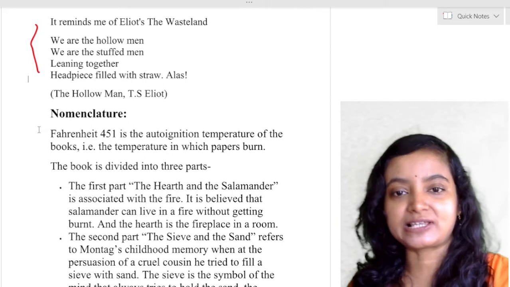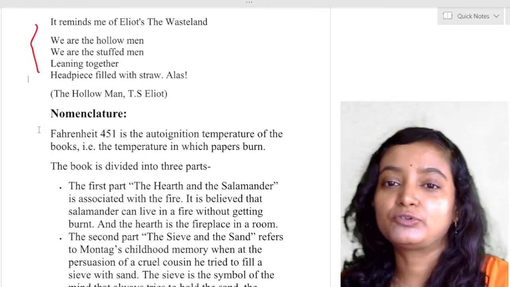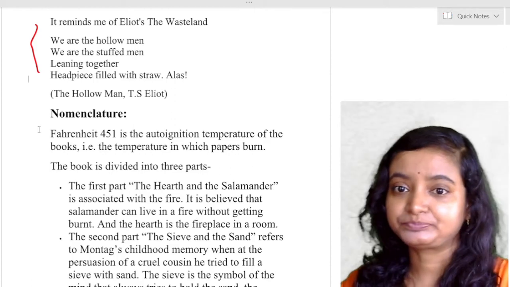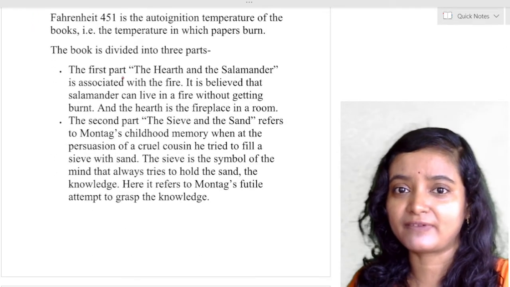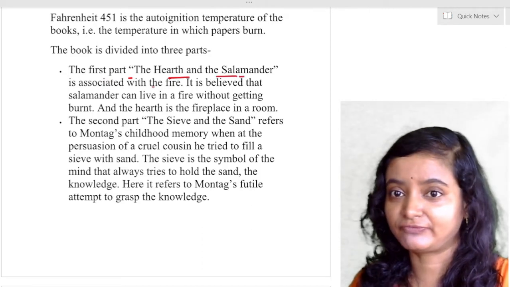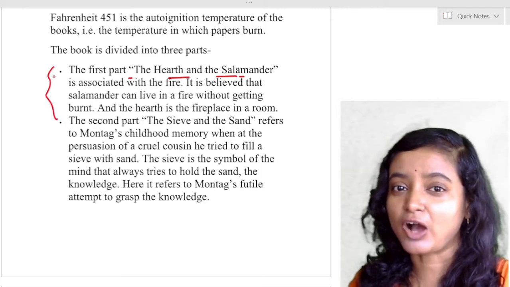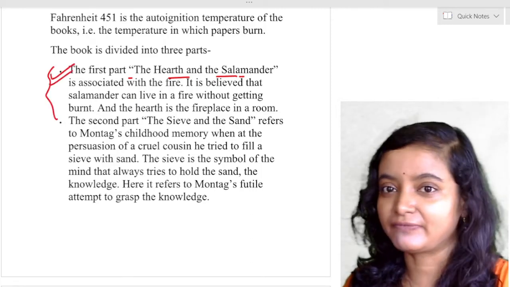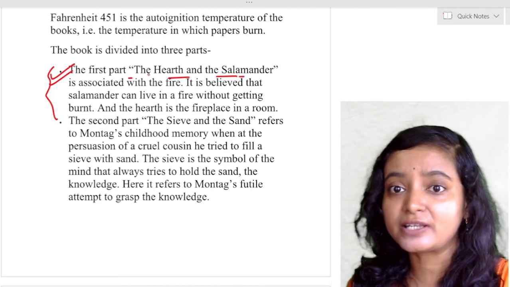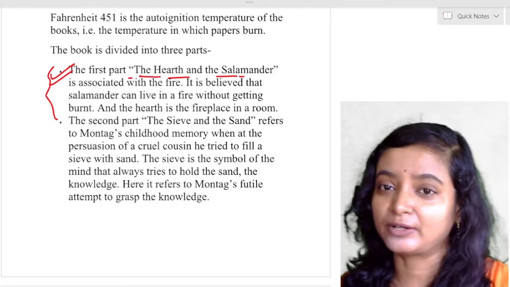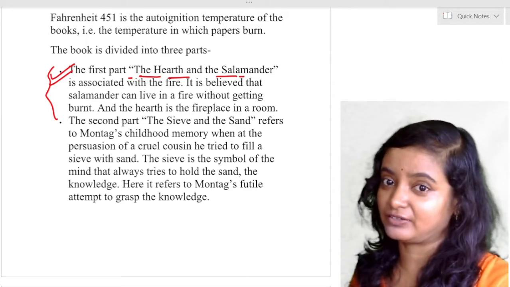Nomenclature. We have discussed the nomenclature. The title is the temperature at which paper burns. And the book is divided in three parts. The first part is the Hearth and the Salamander. It is associated with fire. The salamander can live in a fire without getting burnt. So from that mythical concept, the first part is Hearth and Salamander. You have to keep in mind the parts of the book and the names and why it is called so.